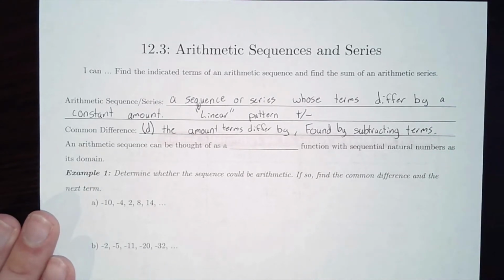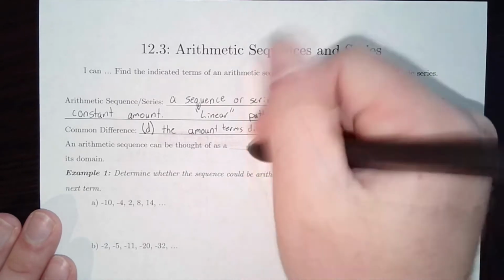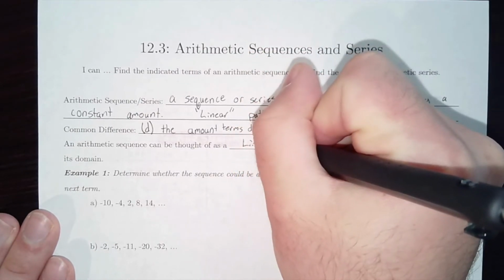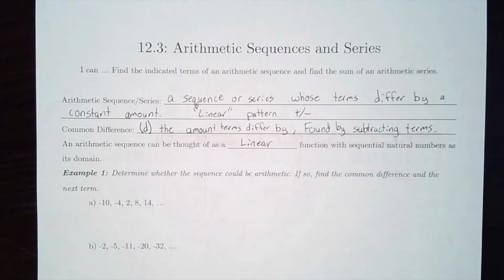With our arithmetic sequences, we can think of these, as we've kind of already said, as a linear function with sequential natural numbers as your domain. Sequential natural numbers just means I'm going from 1 to 2 to 3 to 4. Basically, those would be my term numbers. I start with 1 and go all the way up as far as I want, counting my whole numbers. So we're going to think of these with linear patterns. Now, before we were using the equation y equals mx plus b, we're not going to use that equation anymore. We're going to get a new equation that we'll talk about in just a minute.